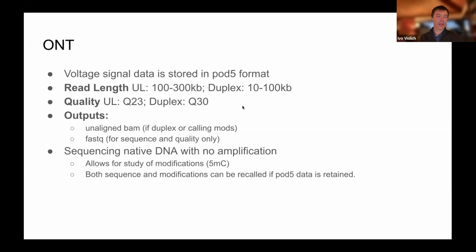Just like with the HiFi data, you can store more information. So for duplex data, you can store whether the read was a duplex read or not. And you can also store modification information. Once again, you're sequencing native DNA with no amplification, so it allows for the study of modifications. And for ONT, you're storing the raw voltage signal. So you can rebase call the sequence and the modifications if you retain this POD5 data.